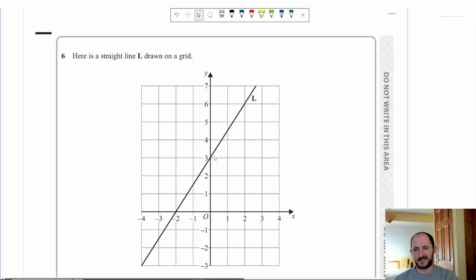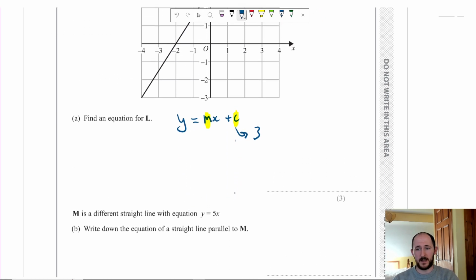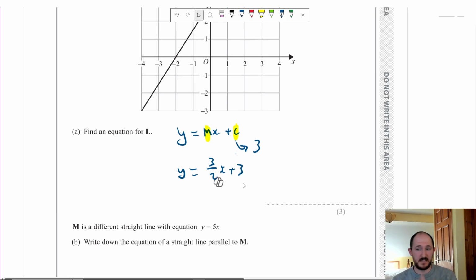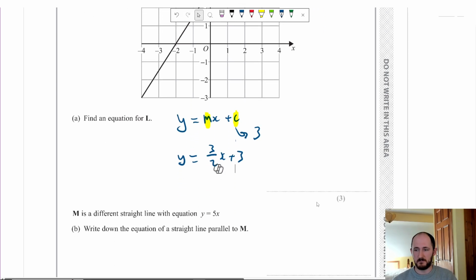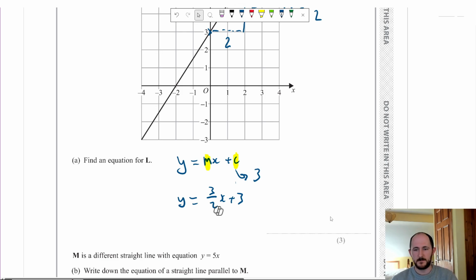Now in terms of the gradient, that's a little bit different. There's loads of different ways you could do this. You could just take 2 points that go through the corner of a box and work out the gradient from there. Or you could do it in terms of coordinates. But the way I like to do it, if I can, is the height divided by the width. So the equation of this line, for 3 marks by the way, is just y equals 3 over 2x plus 3. So this is definitely a topic you should practice because that is just beautiful. It took me, what, 30-45 seconds?